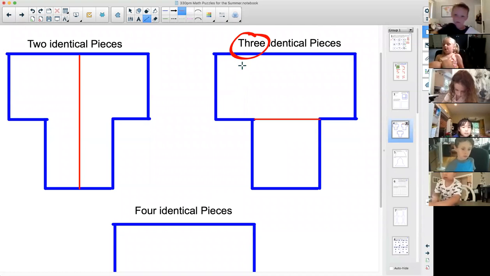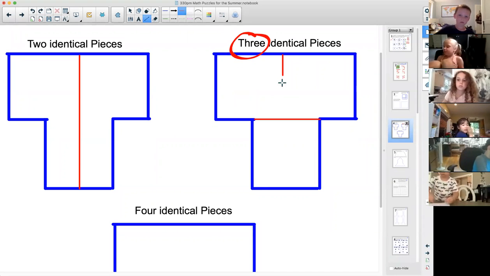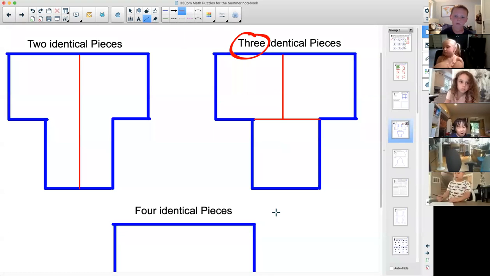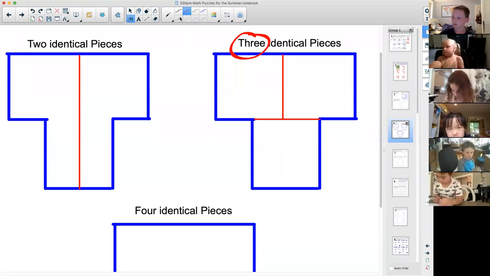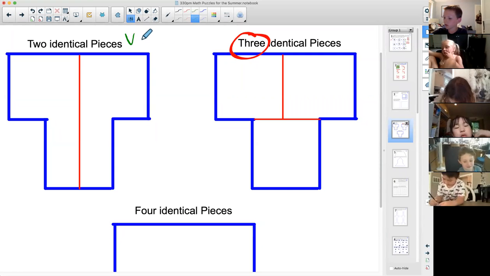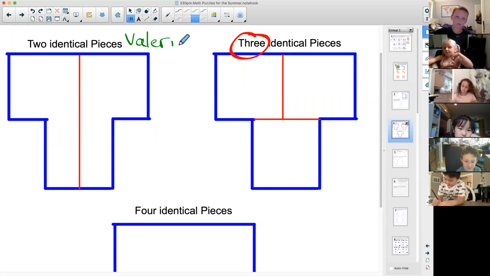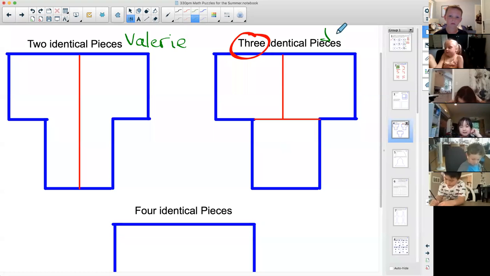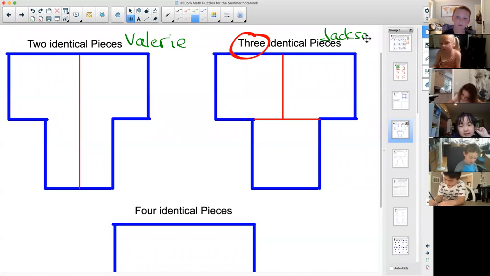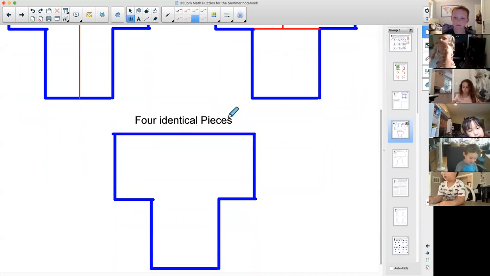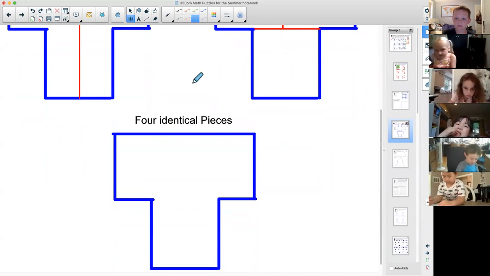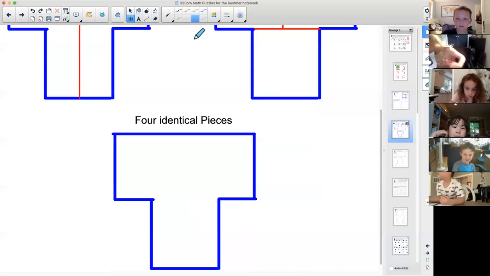Oh my gosh. Everybody, listen to this. Jackson solved the 3 identical piece puzzle. Oh my gosh. So everybody, I'm gonna write the name Val, and then I'm gonna write the name Jackson. Now, can anybody please try to solve the next one?